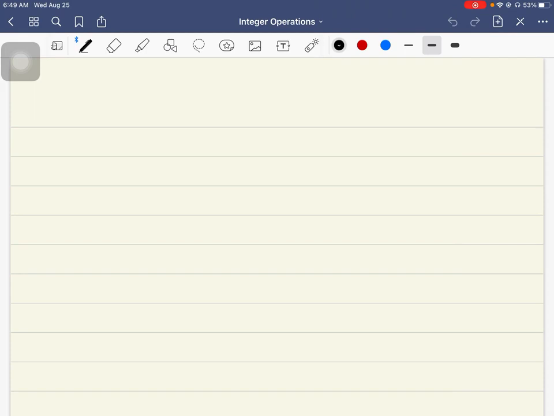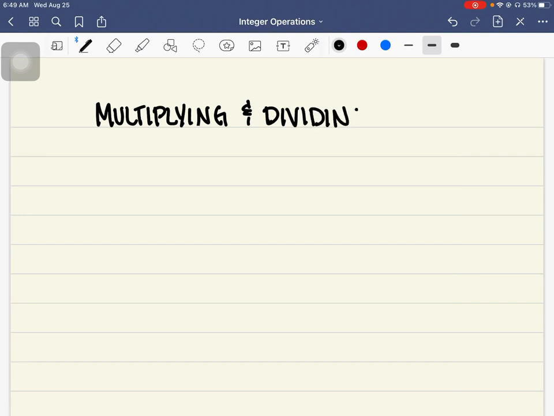Today, we're going to continue on with our integer operations lessons and our reviews. And today, we're going to put two operations together because their rules are exactly the same. So today, we're going to be multiplying and dividing integers.